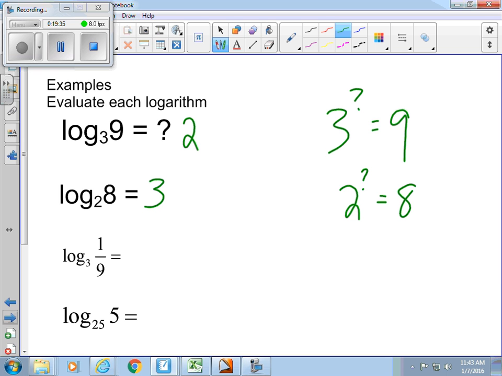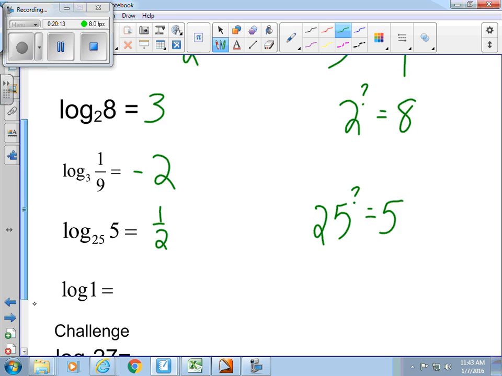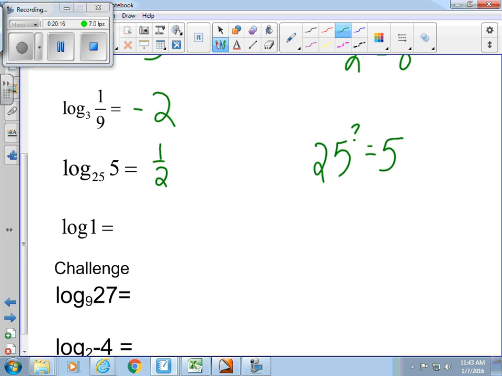Number 2? -2? No. 1/2. Why 1/2? Because it's trying to answer the root. 25 to what power is 5? 1/2. It's not a fraction, so I don't want a negative, but I want to do a root of some sort. In this case, I want a square root, and we learned that a square root is a 1/2 power.